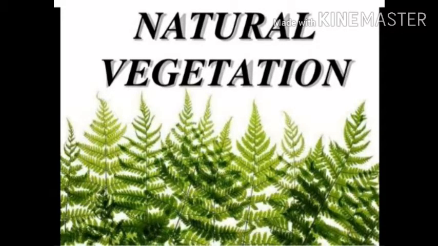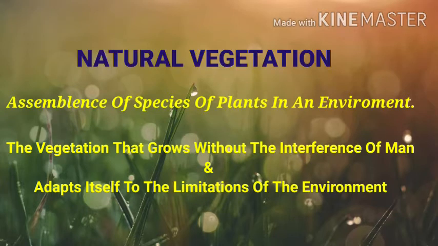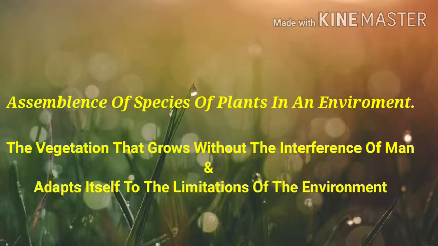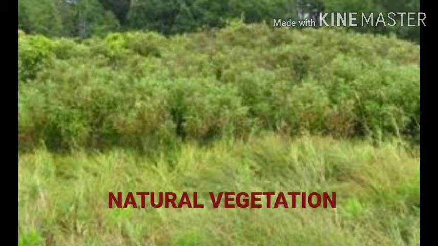So, children, the term natural vegetation basically refers to the assemblage of species of plants in an environment. It can also be referred to as the vegetation that grows without the interference or support of mankind and adapts itself to the limitations of the natural environment. That is why, right from the green grass at your feet to the tall shady trees, everything that grows naturally in an area is natural vegetation.